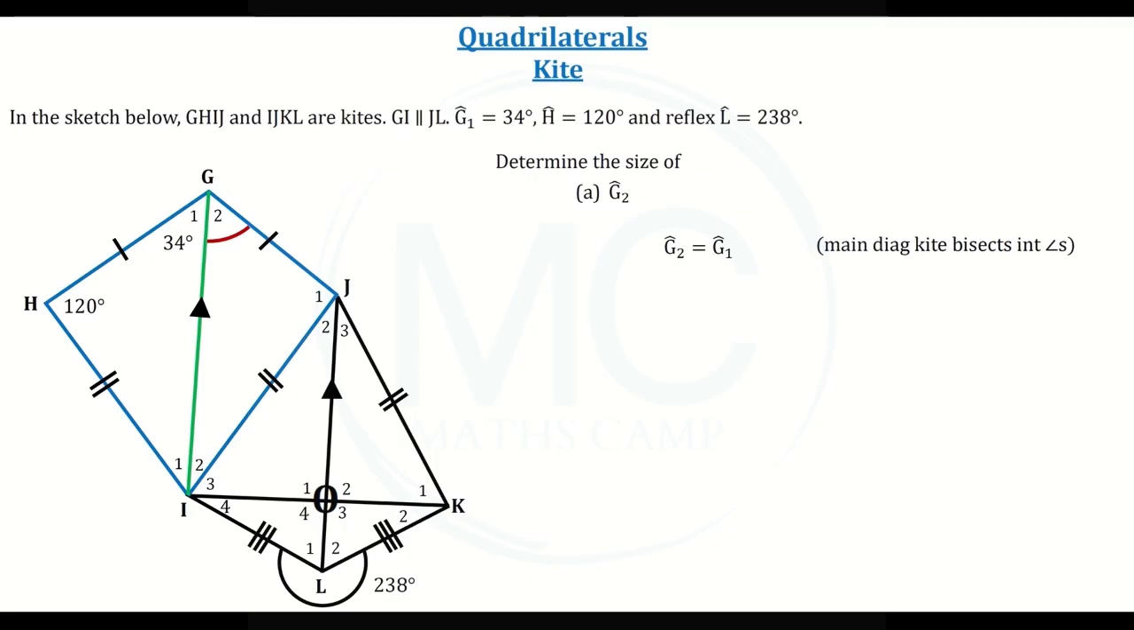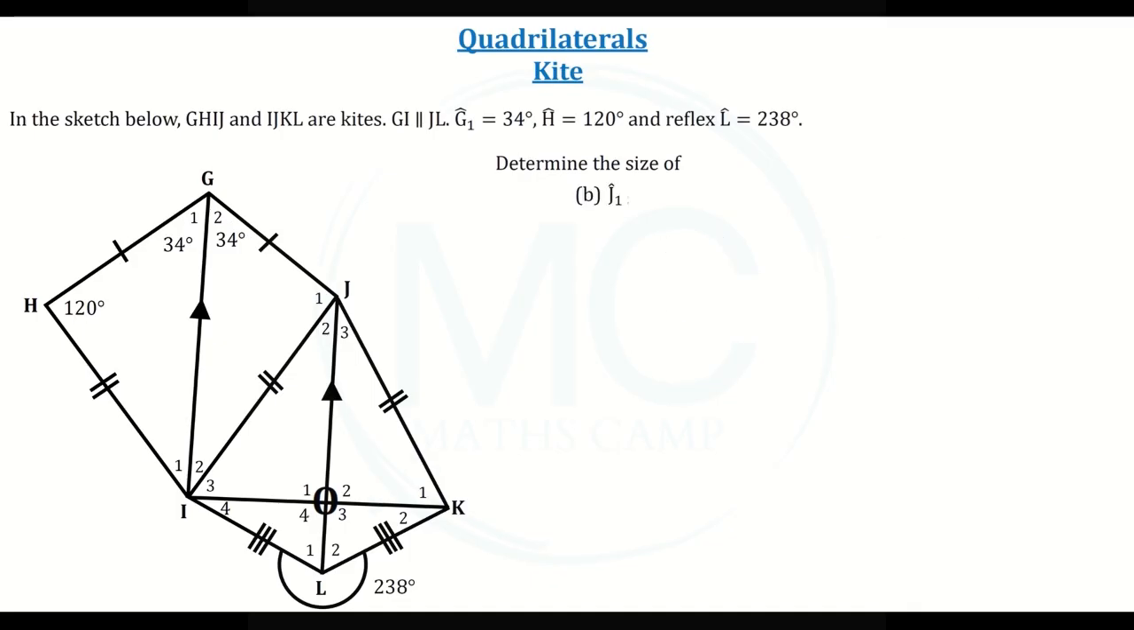We know that angle G1 is 34 degrees. So let's make a note of this, and we say angle G1 is equal to 34 degrees, and we know this because this has been given to us in the diagram. If G2 is equal to G1, and we now know that G1 is 34 degrees, we can now see that G2 must also be equal to 34 degrees. Now let's make our diagram black again, and we can write 34 degrees in for angle G2.